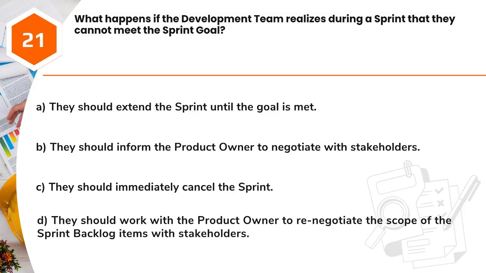Question 21. What happens if the development team realizes during a sprint that they cannot meet the sprint goal? A. They should extend the sprint until the goal is met. B. They should inform the product owner to negotiate with stakeholders. C. They should immediately cancel the sprint. D. They should work with the product owner to renegotiate the scope of the sprint backlog items with stakeholders.